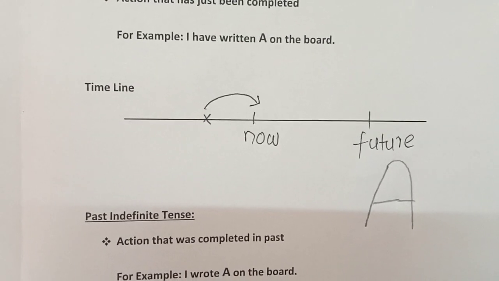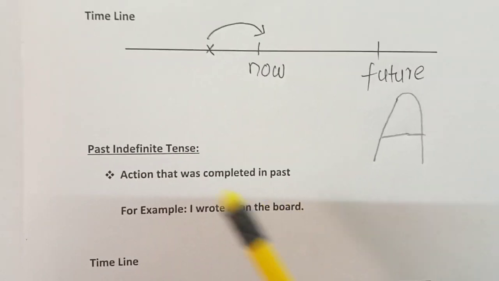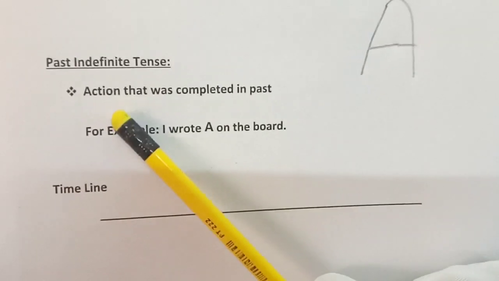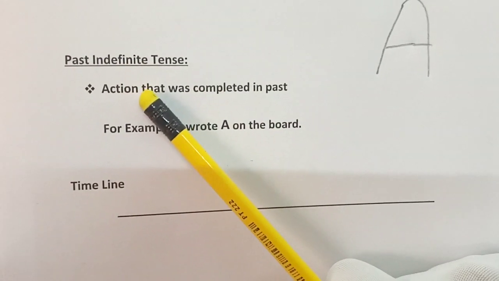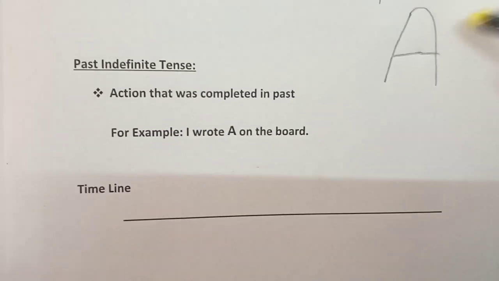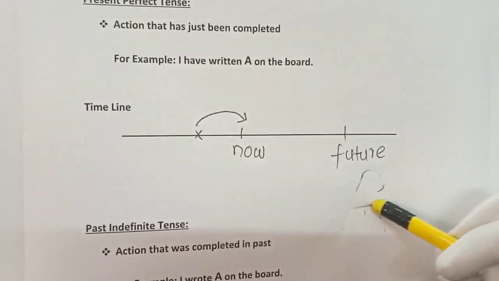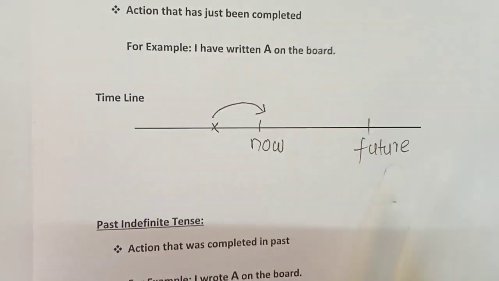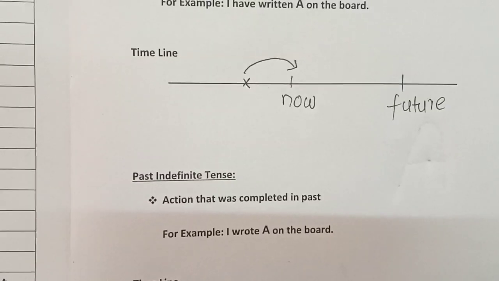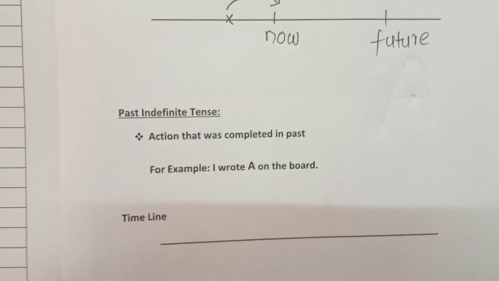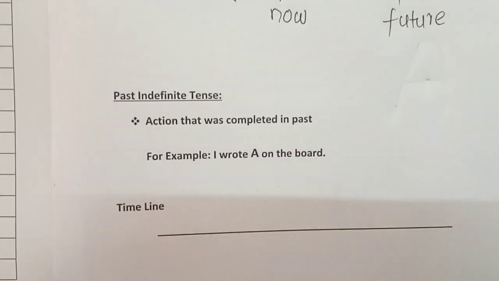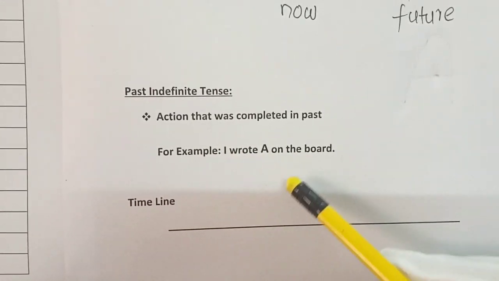Come to past indefinite tense. We have just learned that an action that was completed in past, or any finished past action, is past indefinite tense. For example, I wrote A on the board. So is there any A written on the board? No, but I wrote. मैंने लिखा तो था ना. Now that written A has become the part of past. So now this is: I wrote A on the board.